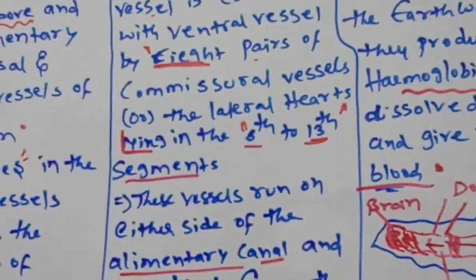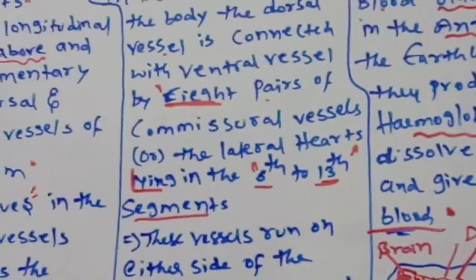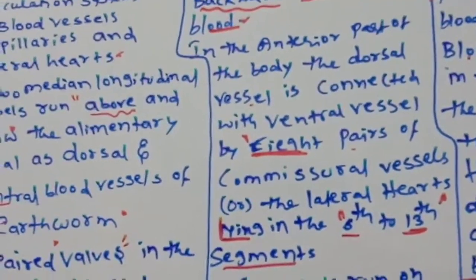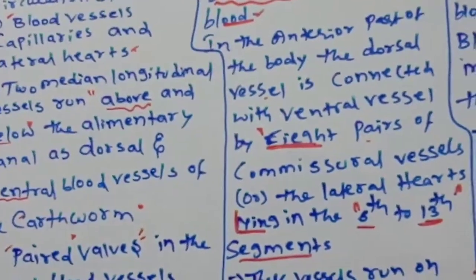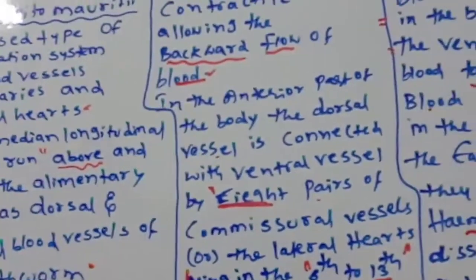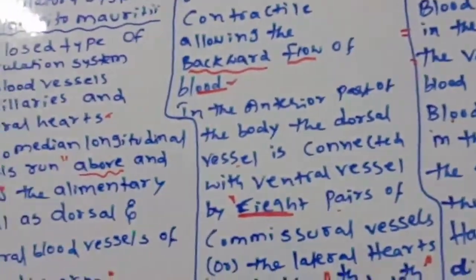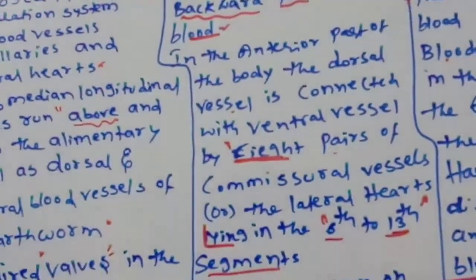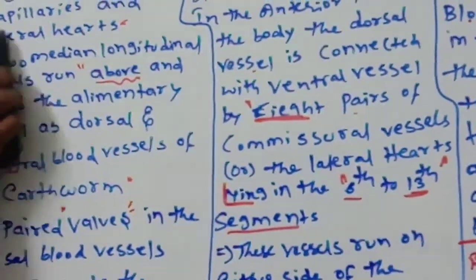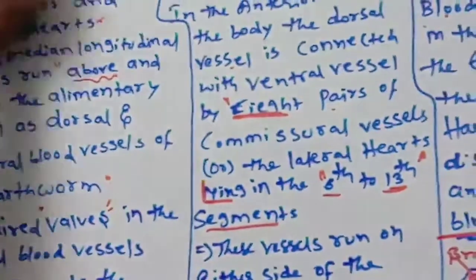So children, that is about the circulatory system. Next, we are going to discuss the nervous system. Okay children, observe very carefully. We are discussing the nervous system.